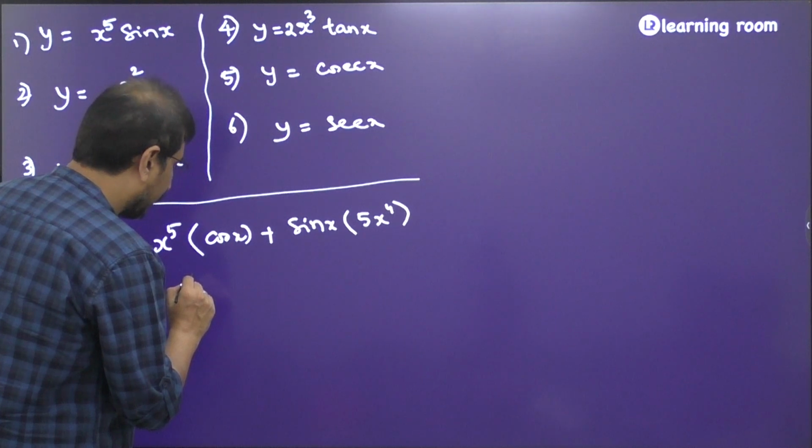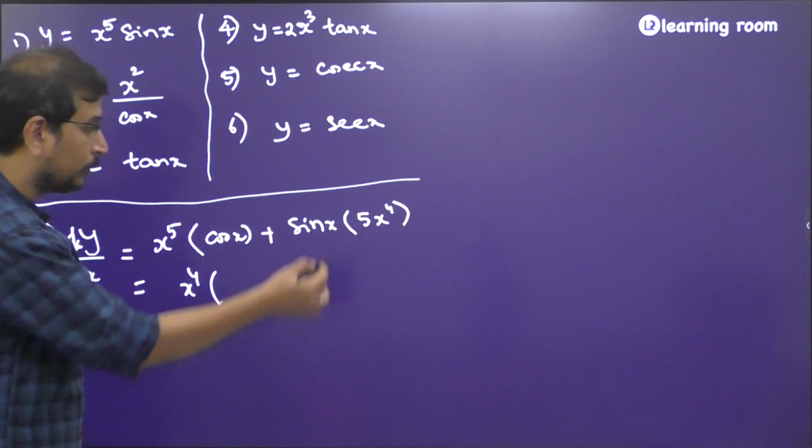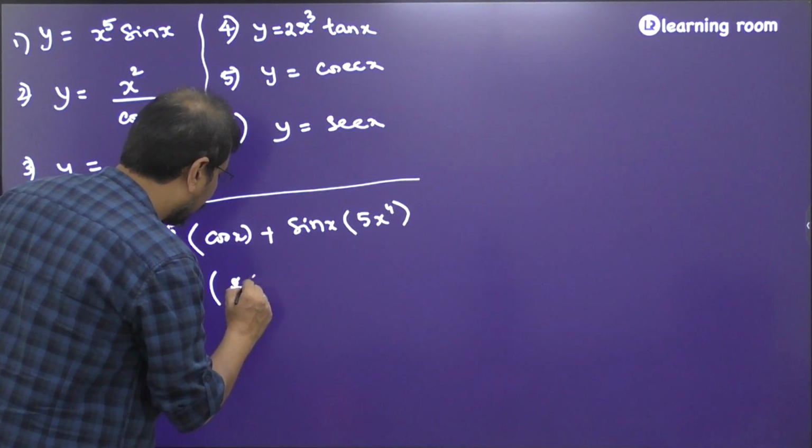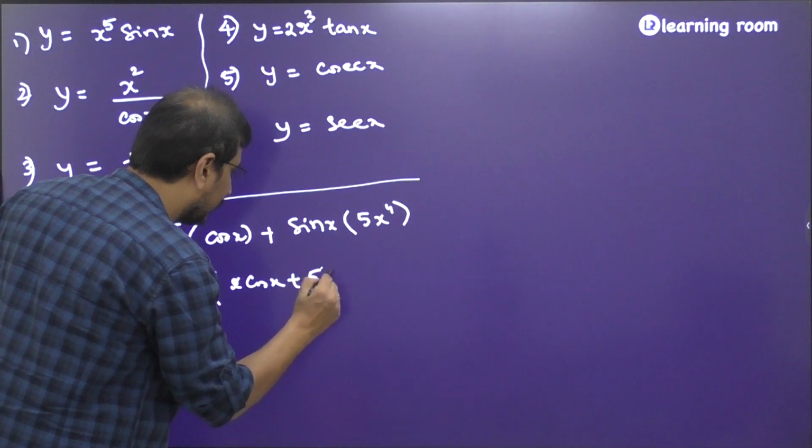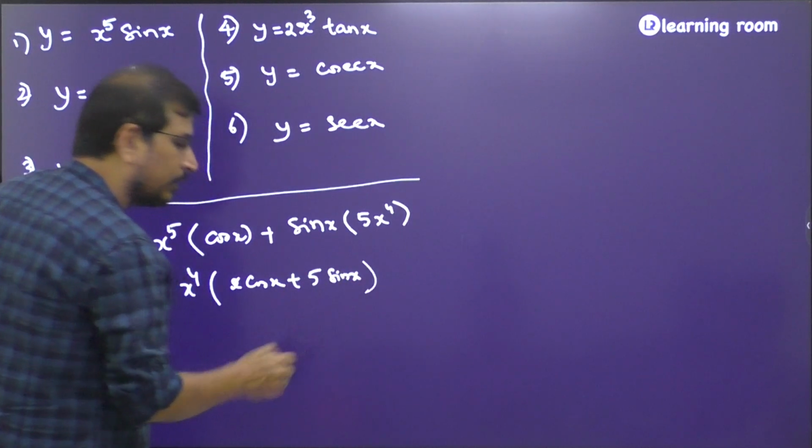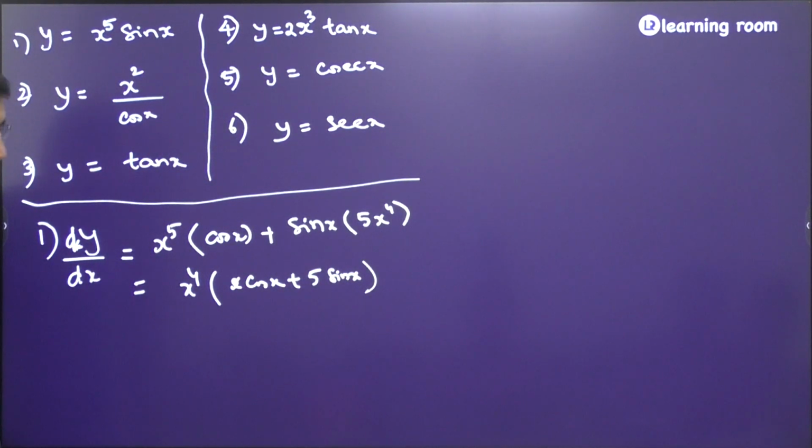So the answer is supposed to be, you can write it like this also. x power 4, I'll take it common. I'll write x cos x plus 5 sin x. This is another way of writing. Okay, this is one way.